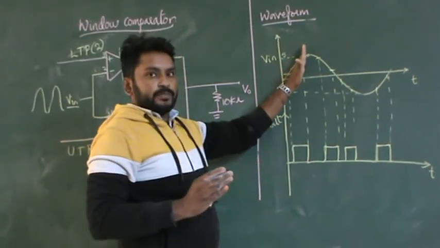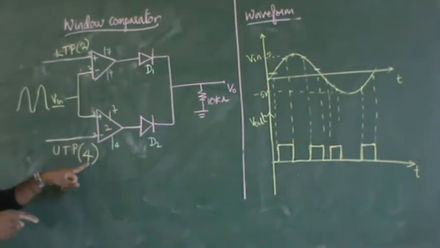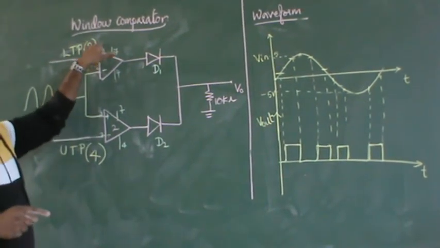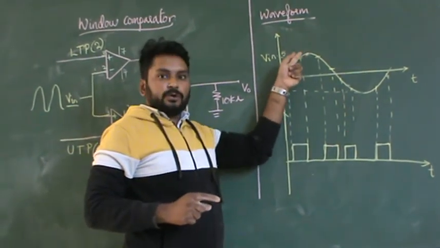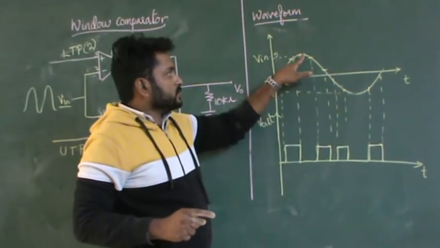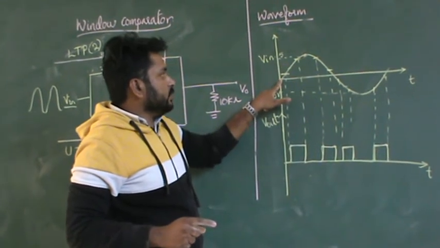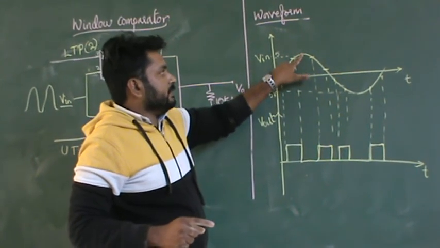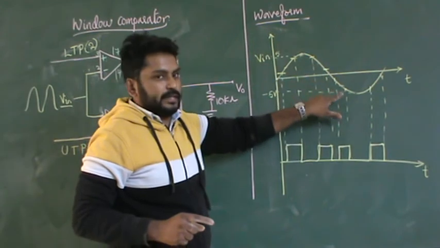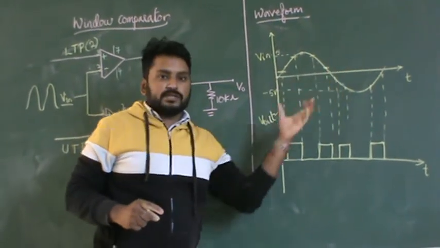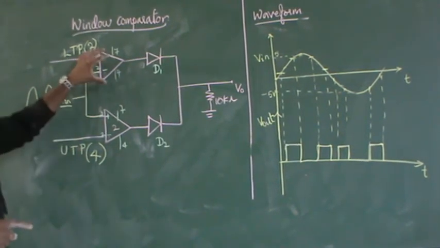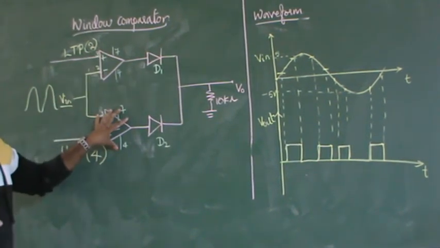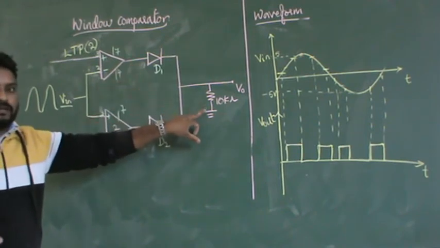So 2 and 4. Even if it is 4.5 here and 1.5 here, it will be passing the voltage between 1.5 and 4.5. Here also, see 0, 1, 2, 3, 4, 5, again 4, 3, 2, 1, 0, like that it moves on. So this is a window comparator. Always remember, it requires 2 op amps, two 741 op amps, 2 diodes and 1 resistor.